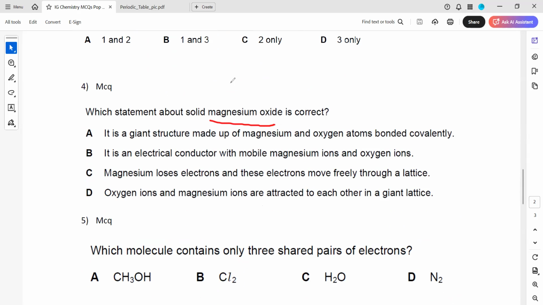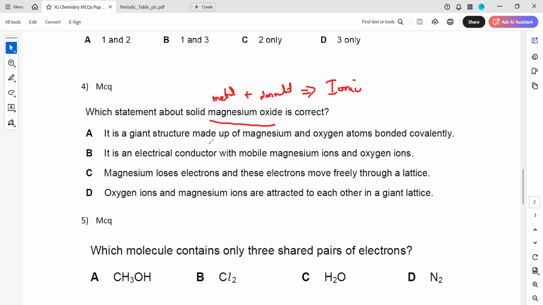The question is, which statement about solid magnesium oxide is correct? First thing, what is magnesium oxide? Magnesium is a metal and oxygen is a non-metal. When a compound contains a metal and a non-metal, what kind of compound is this? Ionic or covalent? Ionic. So this is an ionic compound. We want to identify the characteristic of the ionic compound.